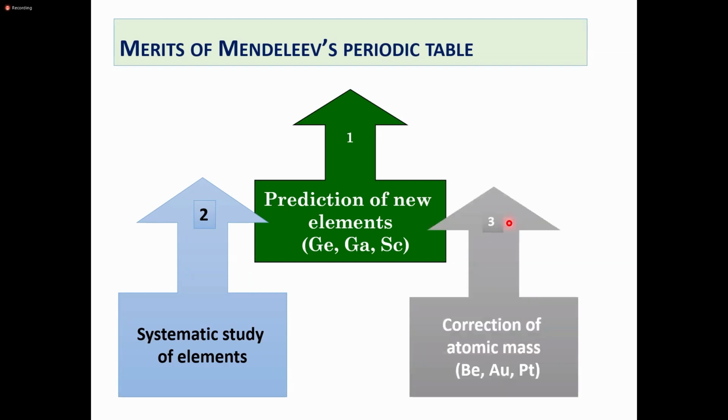Second is the correction of atomic mass. Before Mendeleev, we can see that platinum, beryllium, and gold had atomic masses that were wrong. After Mendeleev's table, we can see the atomic mass of these three elements is correct. So these are good advantages. These are the three good advantages of the Mendeleev table.